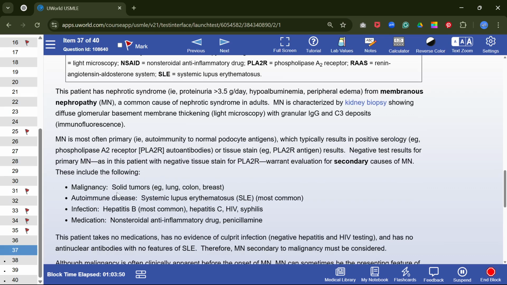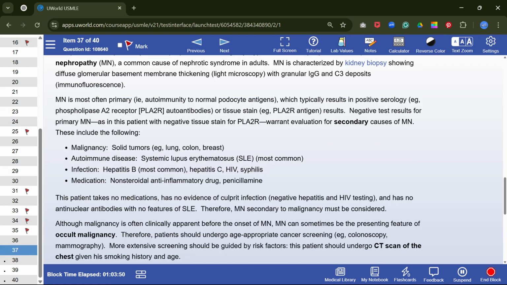These include malignancy, solid tumor, autoimmune disease, infection, and medication. Solid tumors: lung, colon, breast. Autoimmune disease: SLE. The most common infections are hepatitis B, C, HIV, and syphilis. Medications: NSAIDs, drugs, penicillin.